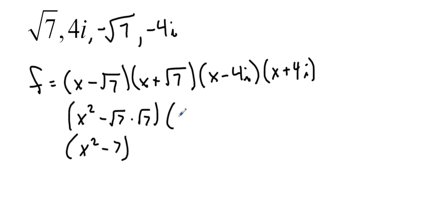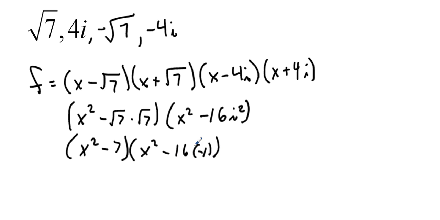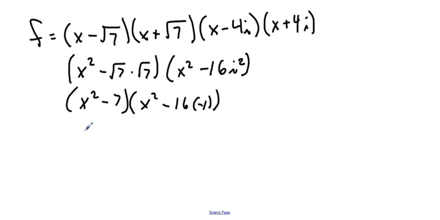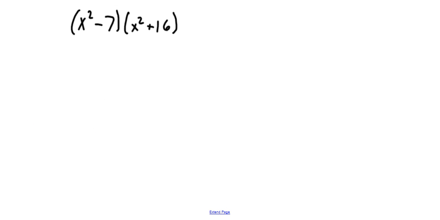We go to the next one. We're going to have x squared, and the middle terms, once again, will cancel out because they're conjugates. Then we'll have negative 4 times 4, which is negative 16, and we have i squared. Now, i squared we know is negative 1. So we're going to have x squared minus 16 times negative 1. Moving down, we're going to have x squared minus 7 times x squared plus 16. And that, my friends, is where we get our two quadratics.